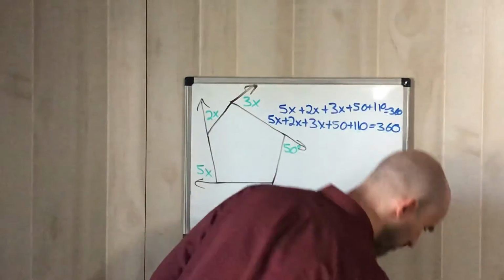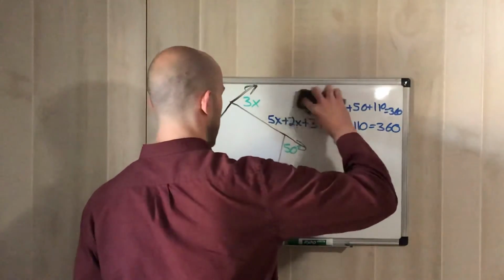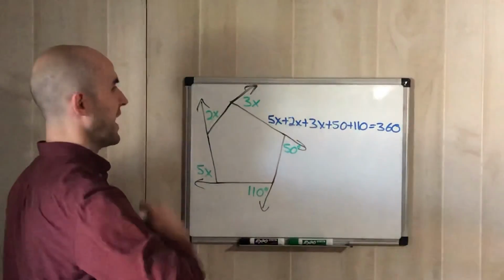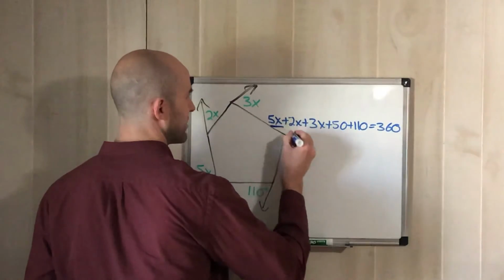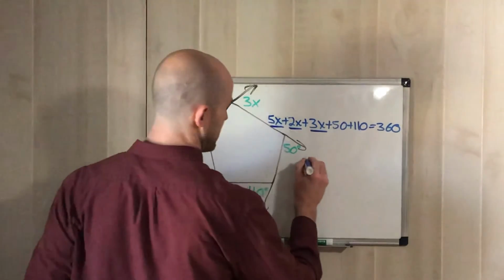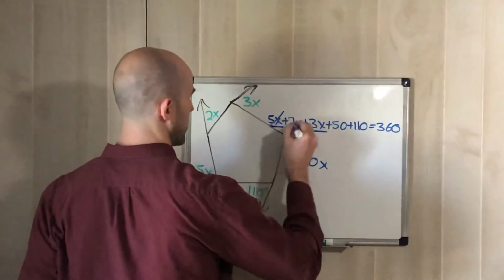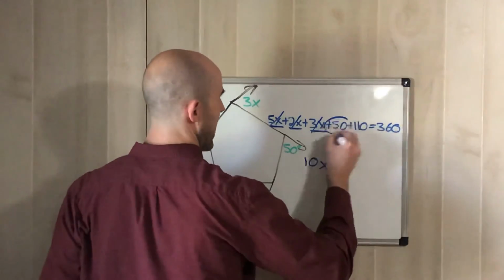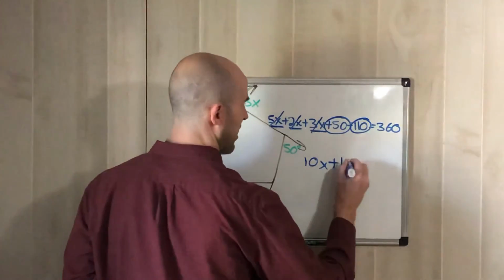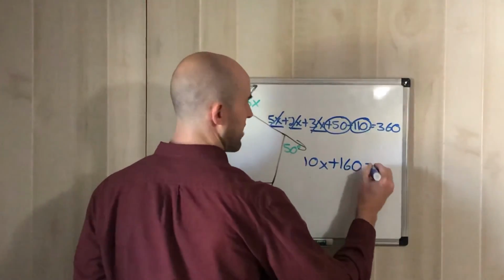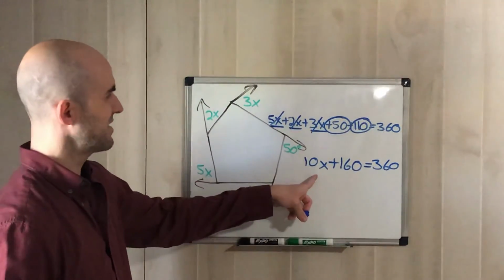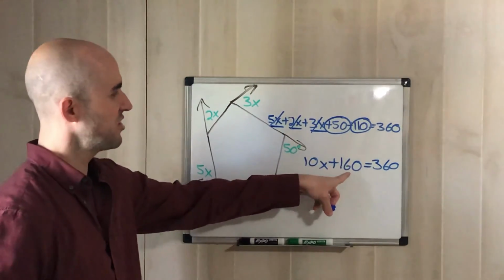We're going to add up all 5 of those terms. Again, I just wanted to make it easier for you guys to see. And now all we're going to do is combine like terms, right? All the x's, so 5x, 2x, 3x. 5 plus 2 is 7, 7 plus 3 is 10x, right? Now we want to add the 110 and the 50. 110 plus 50 gives us 160, right? Equals 360. So all I did was combine my terms. 5x, 2x, and 3x is 10x. 50 and 110 is 160.